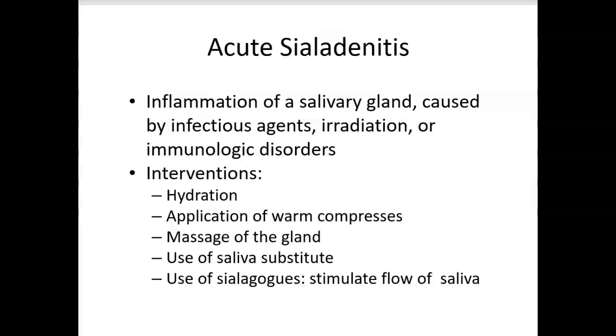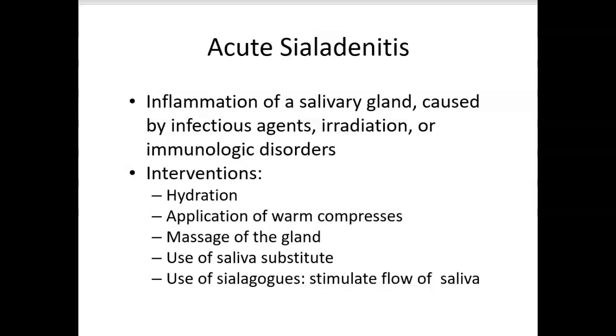A decrease in the production of saliva, as in dehydrated or debilitated patients or in those who are on NPO status after surgery for an extended time, can lead to acute sialadenitis. The bacteria or viruses enter the gland through the ductal opening in the mouth. Systemic drugs, such as phenothiazines and the tetracyclines, can also trigger an episode of acute sialadenitis.